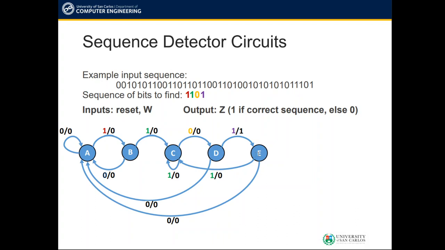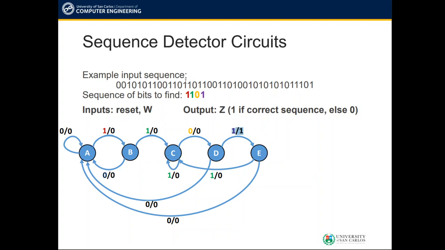And then lastly, state E goes back to C, because in this case this is already 1101. So we can treat the 1 here as the initial 1, so it becomes another 1 here. So 1, 1, 0, 1.